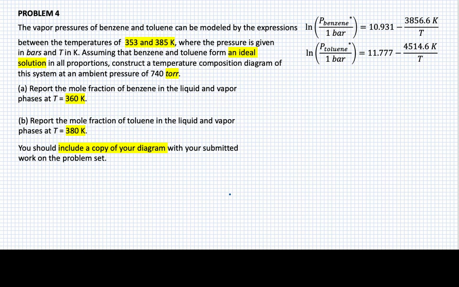All right, in the last problem, we're now given a mixture of benzene and toluene, and this is one of the classic examples of an ideal solution. So once again, we're in an ideal solution, and we're between these temperatures. Now, I'll note parenthetically that when we're told that we're going to be creating a temperature composition diagram, that is only valid between the boiling points of the two species.